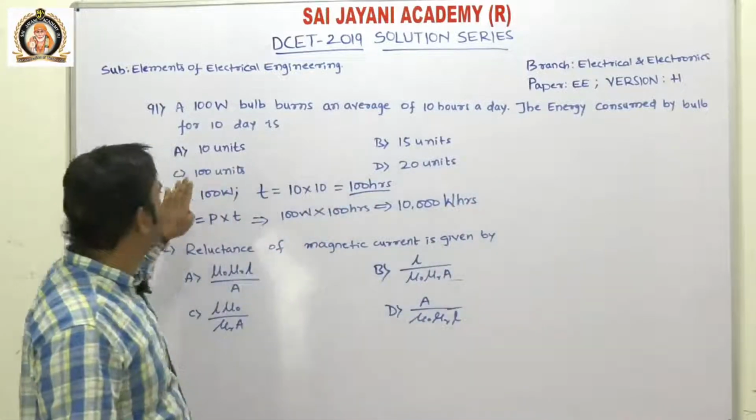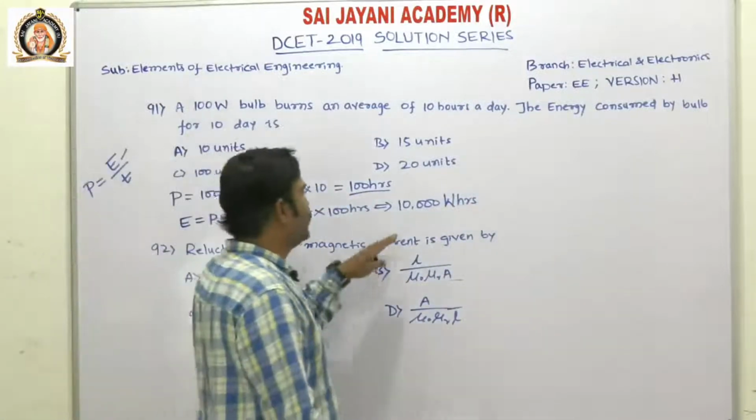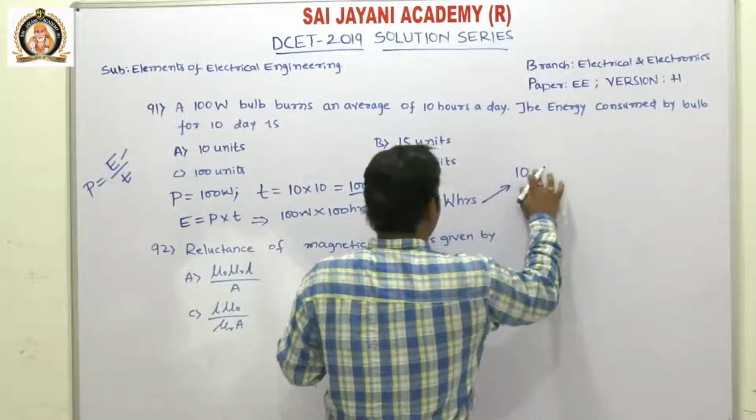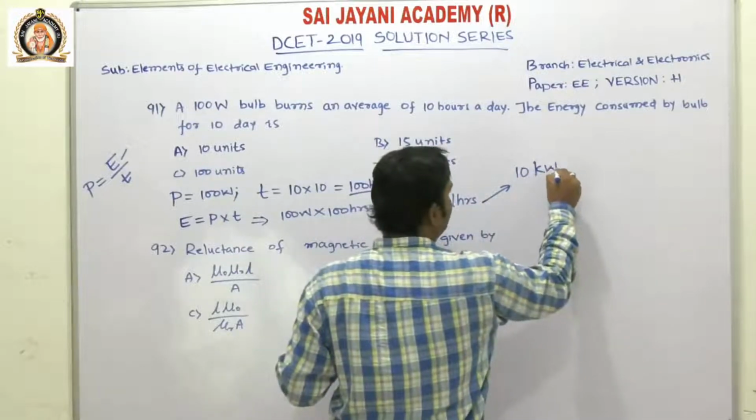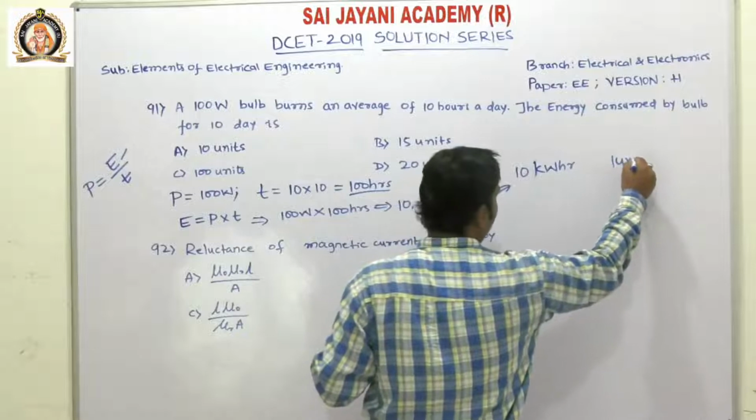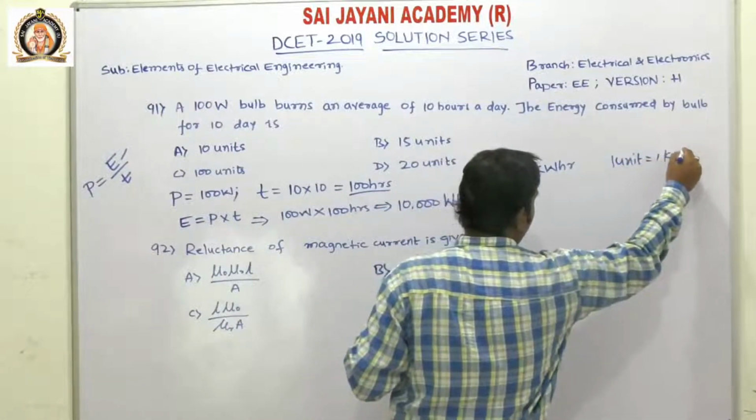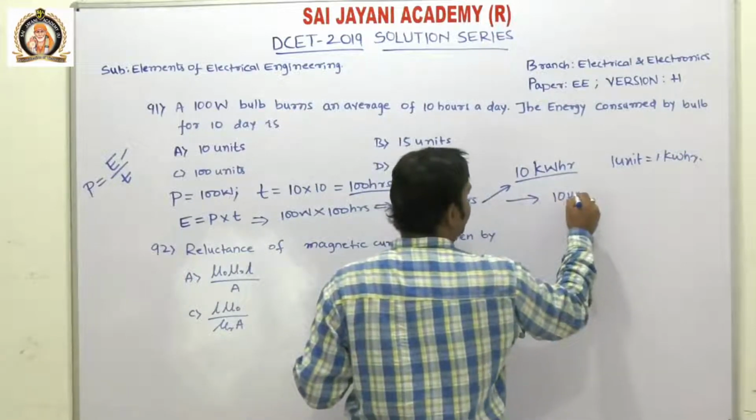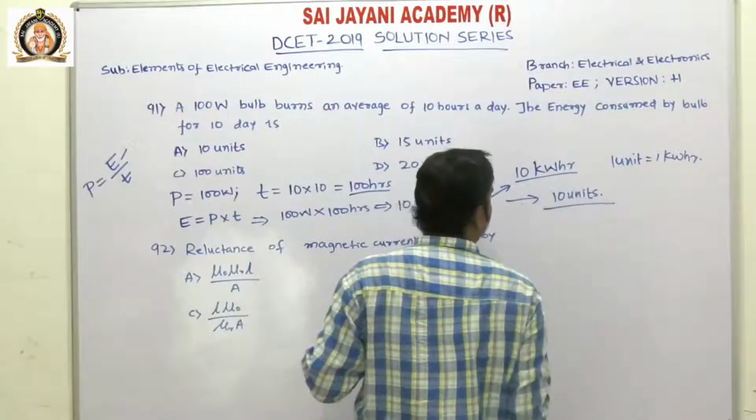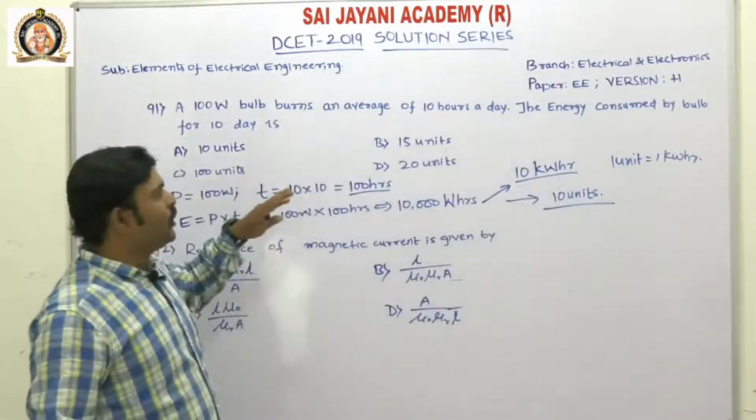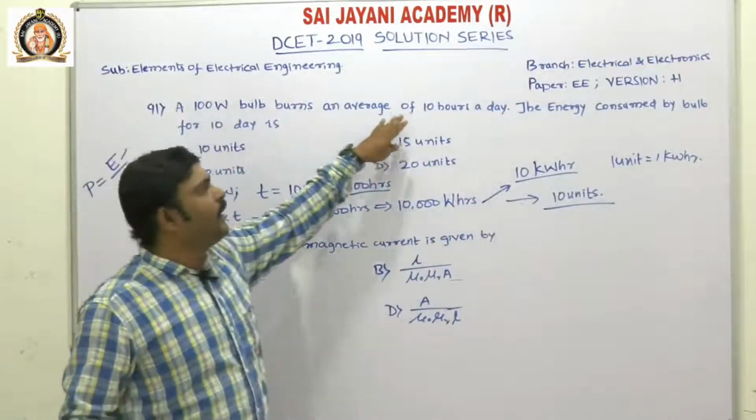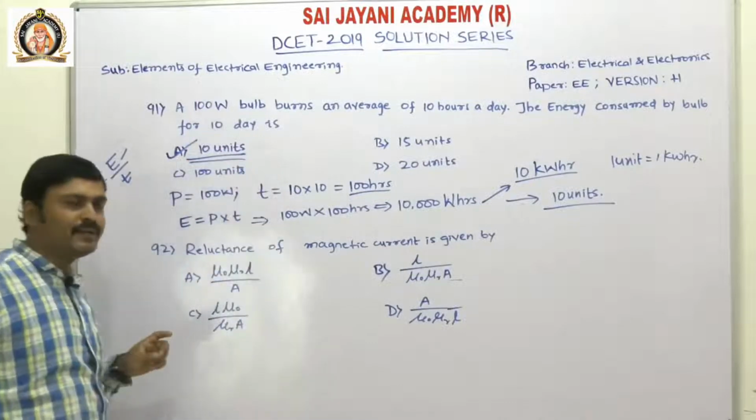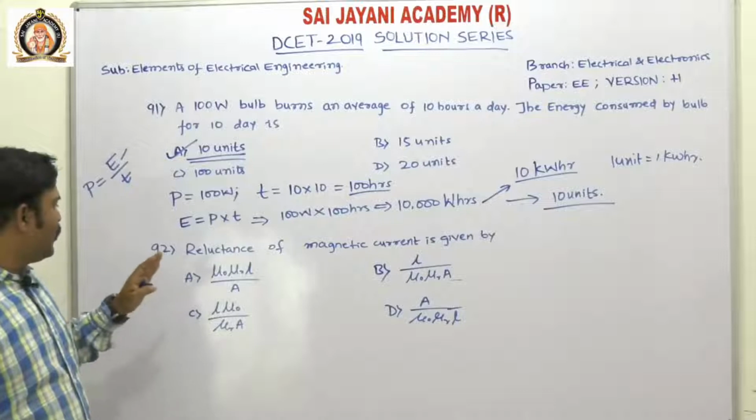But in the option he has given units. Okay, so we can write 10,000 as 10 kilo, which means 10 kilowatt hours. So 1 unit equals 1 kilowatt hour. So 10 kilowatt hour is equal to how much? 10 units, right? So energy consumed for 10 days burning 10 hours a day is 10 units. Option A, 10 units is the right answer. So let us move on to the next question.